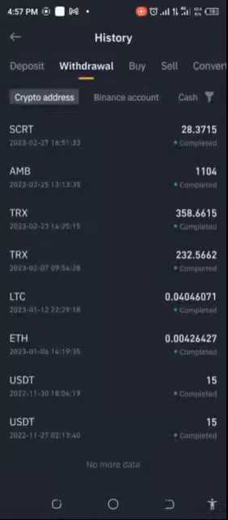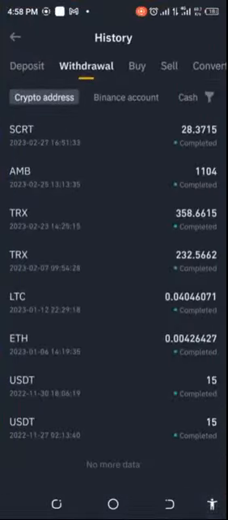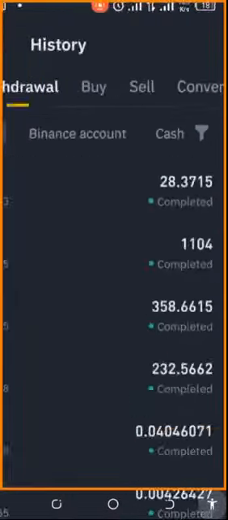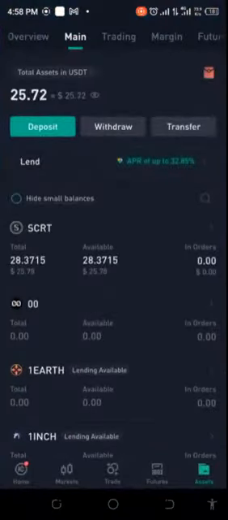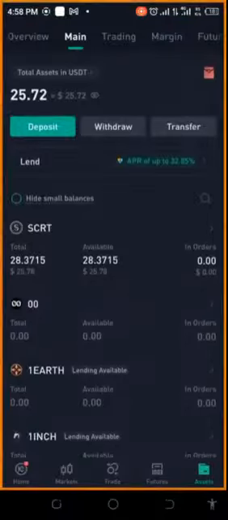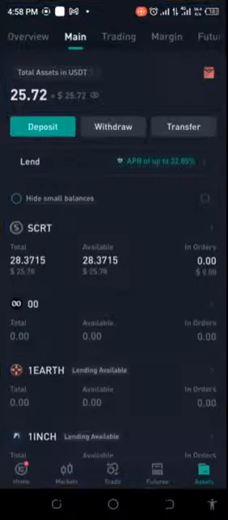Okay, so right now it has finally left Binance. So that's the amount that actually we should be receiving, 28.37. Okay, so let's go and check KuCoin and hope that it won't take such a long time. Oh, it's here already. It's here already. So what do we have here? We've got it here. So let's go ahead and start the work.